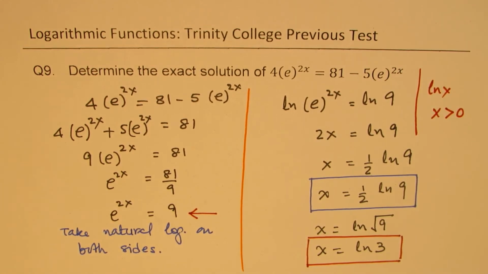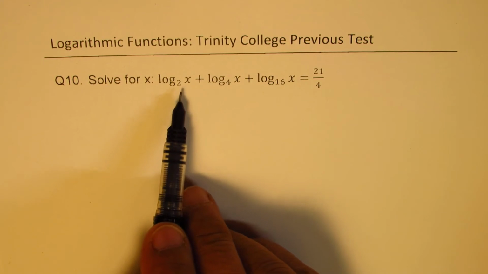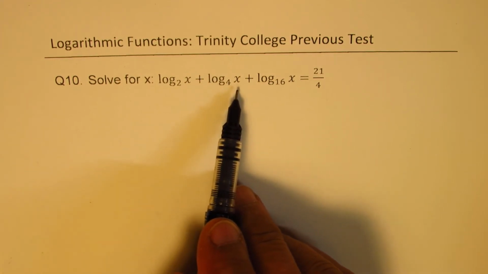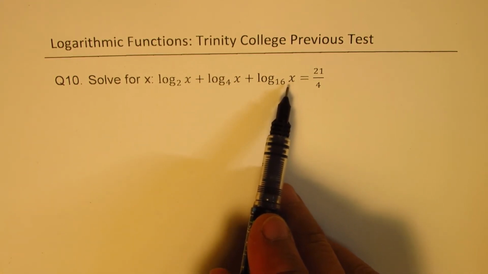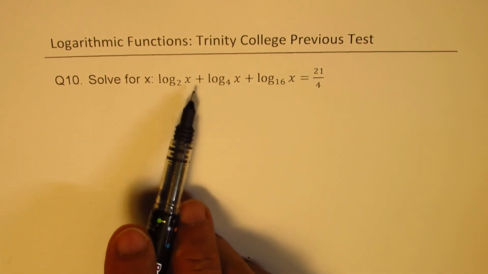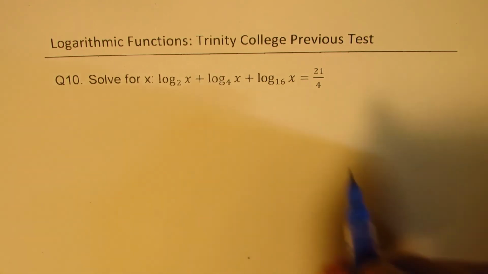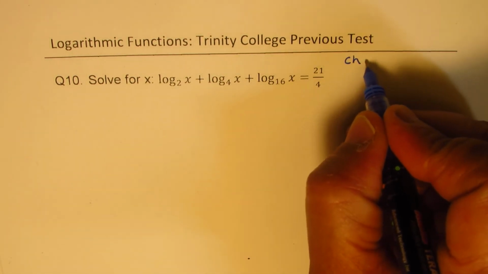And now let's take our last question, question number 10. Solve for x, log to the base 2 of x plus log to the base 4 of x plus log to the base 16 of x is equal to 21 over 4. So we need to find what the value of x is. You can always pause the video, answer the question, and then look into my suggestions. Now here we are going to use the change of base formula.